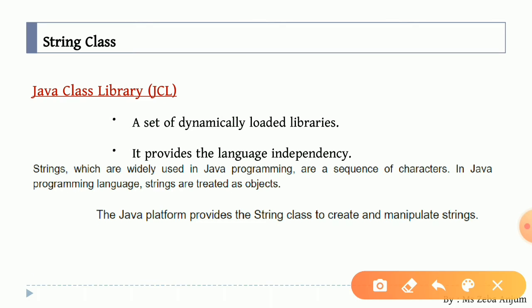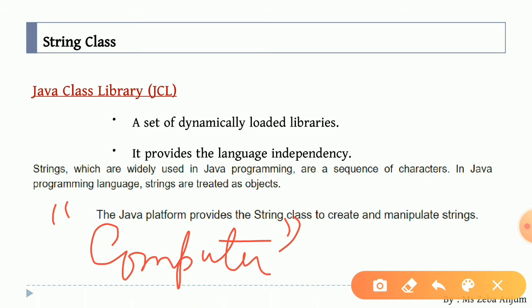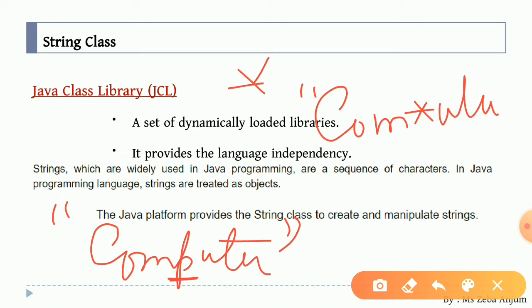For example, if you have this computer, okay, in double quotes, a string, and you want to manipulate this string, you want this p to be replaced by this asterisk sign. Okay, then you have certain functions with which you can change just the middle portion. Okay, so manipulating strings means such kind of thing. Okay, so this string class provides you the functionality so that you can create your strings as well as manipulate your strings.